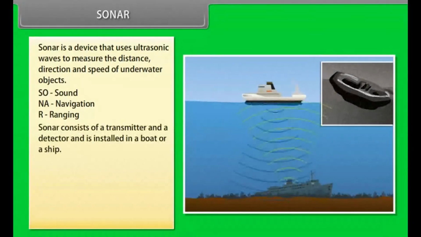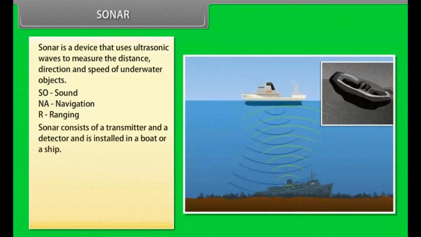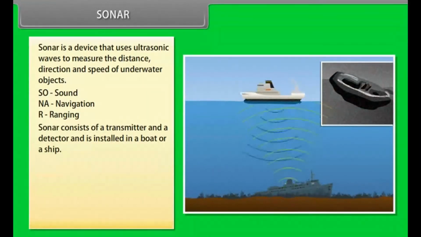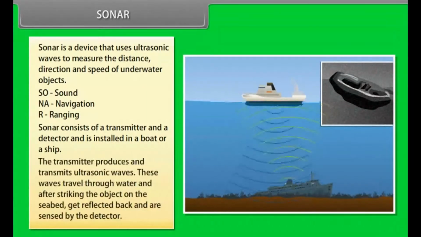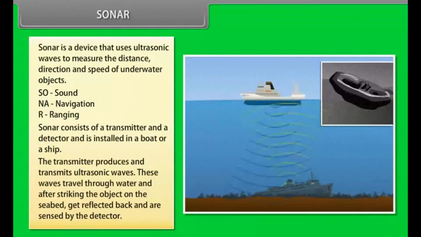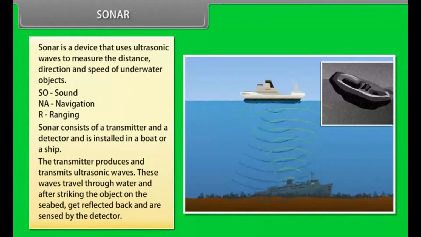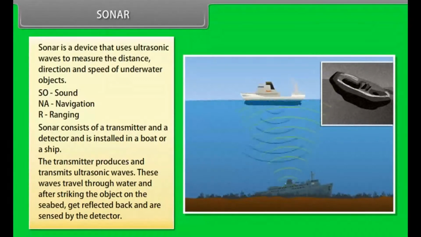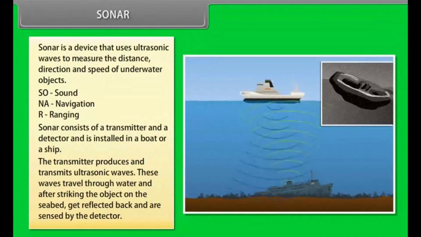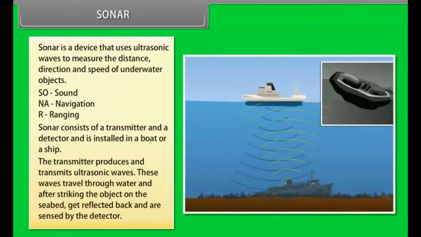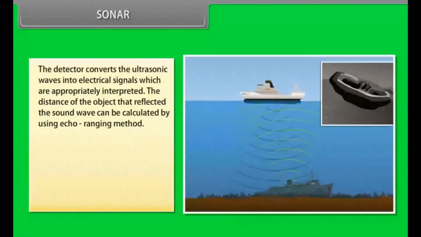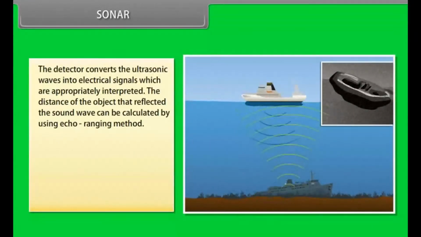Sonar consists of a transmitter and a detector and is installed in a boat or a ship. The transmitter produces and transmits ultrasonic waves. These waves travel through water and after striking the object on the seabed, get reflected back and are sensed by the detector. The detector converts the ultrasonic waves into electrical signals which are appropriately interpreted.